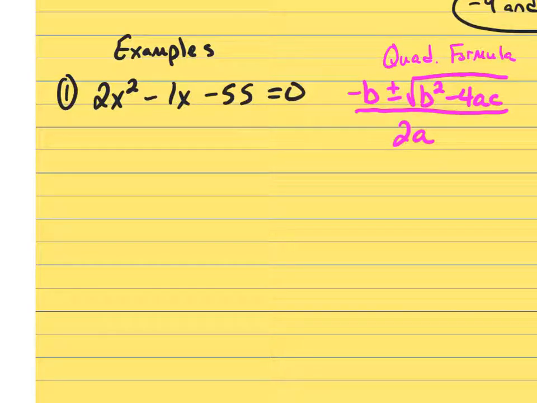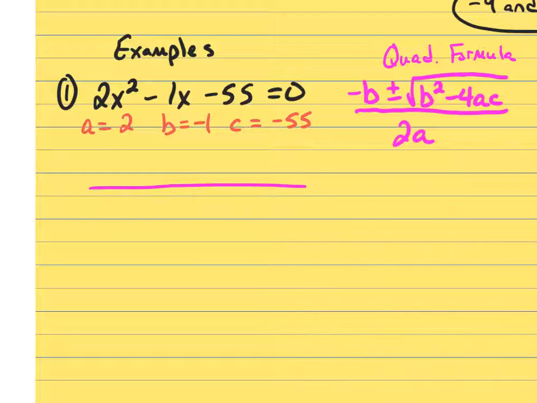The very first thing I always recommend is for you guys to label what your A value, B value, and your C value are. So my A value is the number 2, the B value is -1, and my C value is -55. This should always be step number 1. This way it eliminates a lot of mistakes coming up.